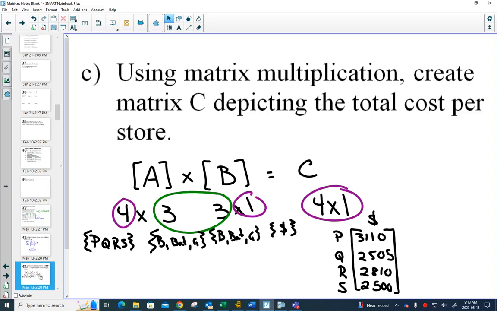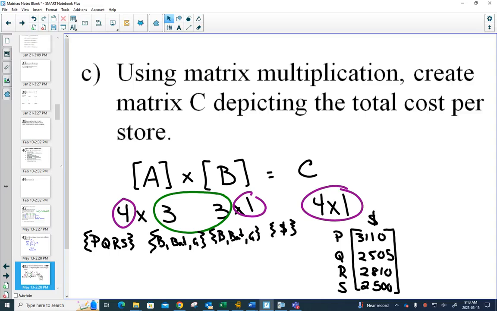It's kind of nice. And not only can you check if you're allowed to do it, but your answer has meaning. This is store P, it owes $3,110. Store R owes $2,810.